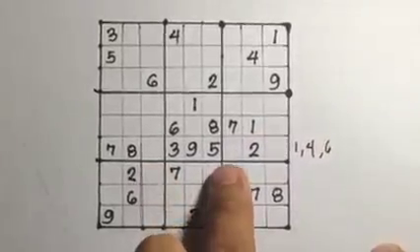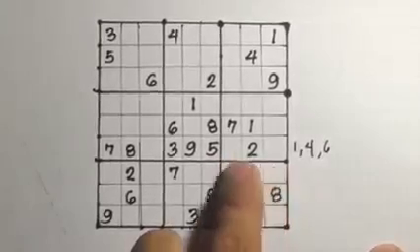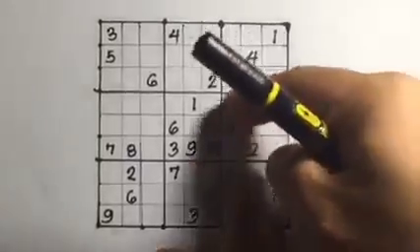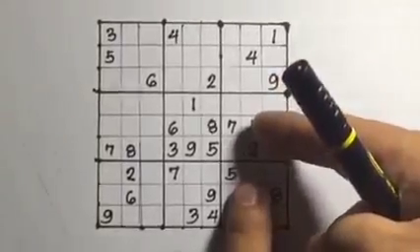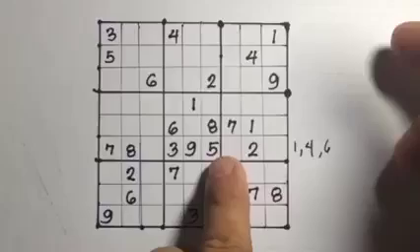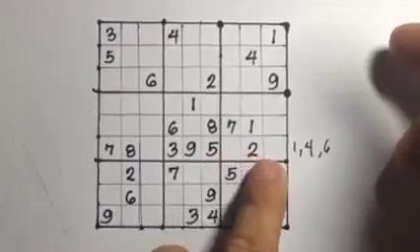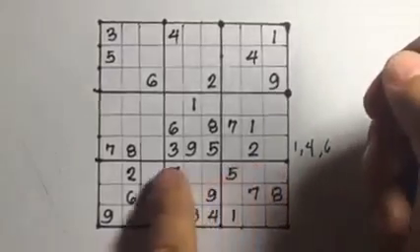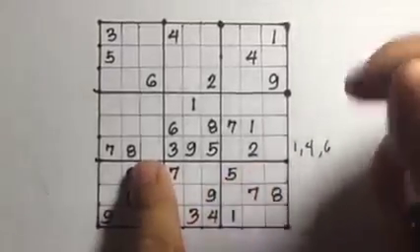So these are the missing numbers here in this row. Now if we're going to look at these 2 cells here, and in this region there is 1, number 1. So it means that you cannot put 1 here. So obviously the solution for this cell here is 1.